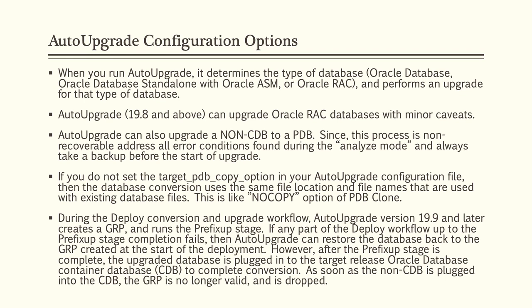Then during the deploy conversion and the upgrade workflow, auto upgrade version 19.9 and later creates a GRP and runs the prefix stage. If any part of your deployment workflow goes wrong, then hopefully you should be able to get back to the GRP. But as I said, do not heavily depend upon GRP. Because when you do a non-CDB to PDB conversion, and your database is plugged in, the moment you plug your database into a CDB, that GRP becomes invalid and is automatically dropped.